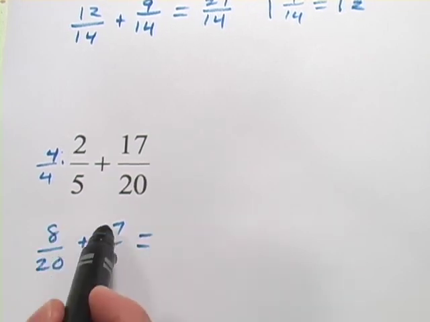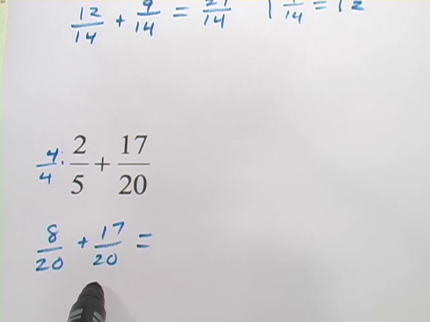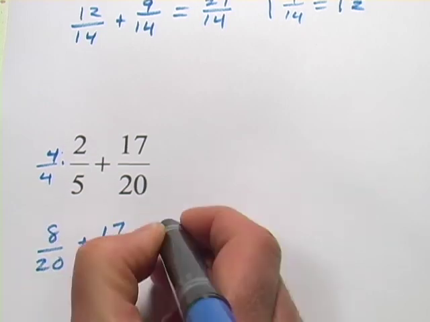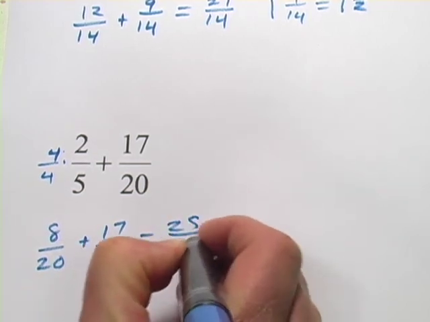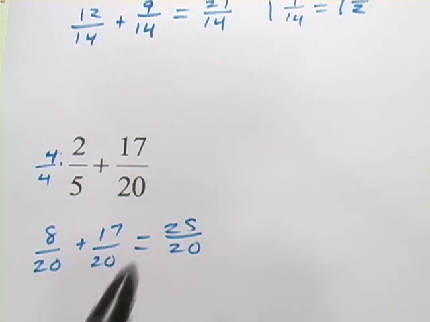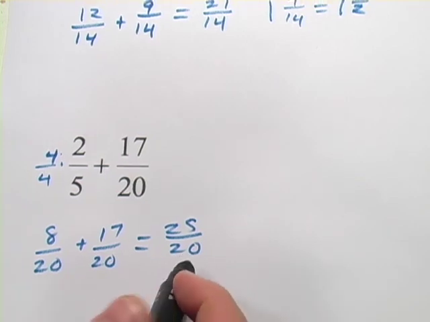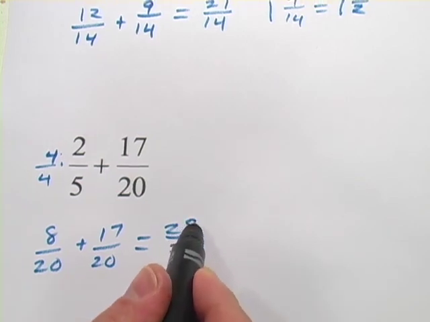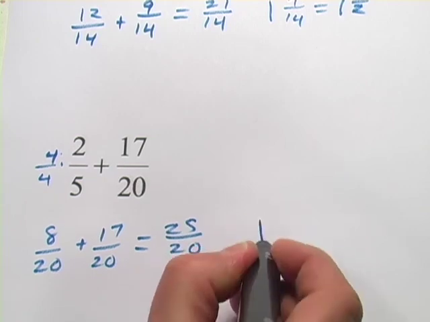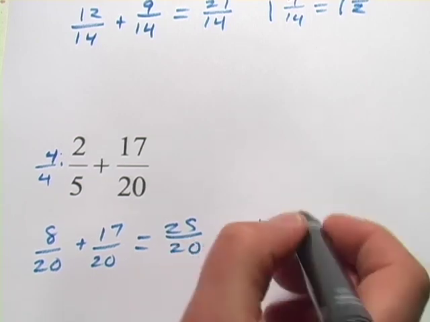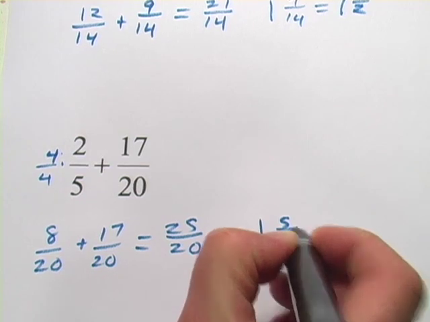Now we'll add across the top and place it over the denominator that they share. So 8 plus 17 is 25 over 20. And let's see, can we simplify that a little bit? Well, we can take 20 out of the top, and that would be 1, because 20/20 is 1. And that would leave 5/20.